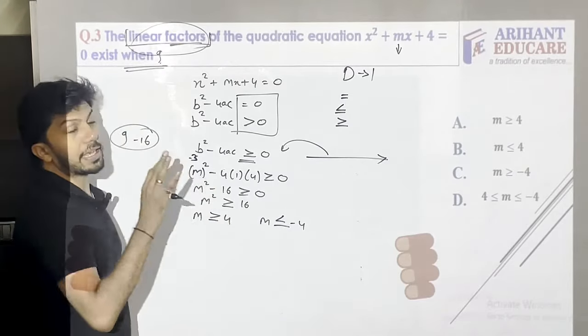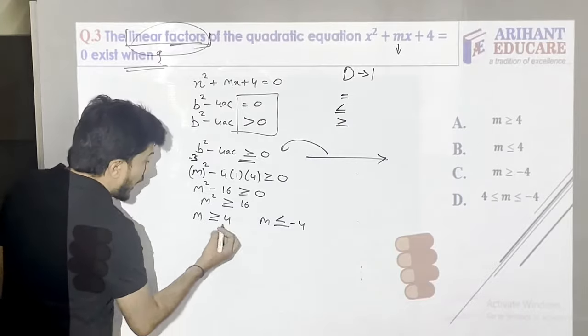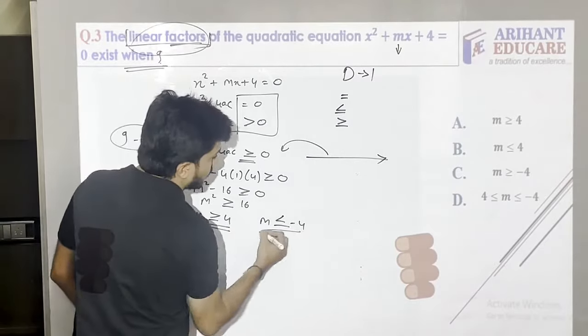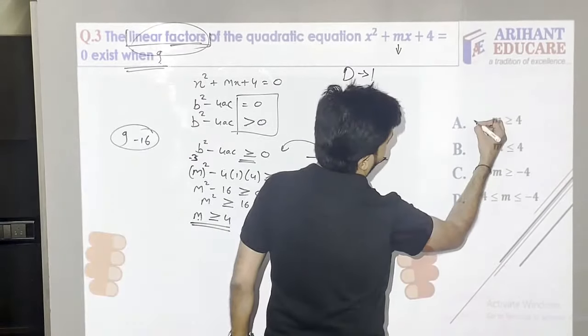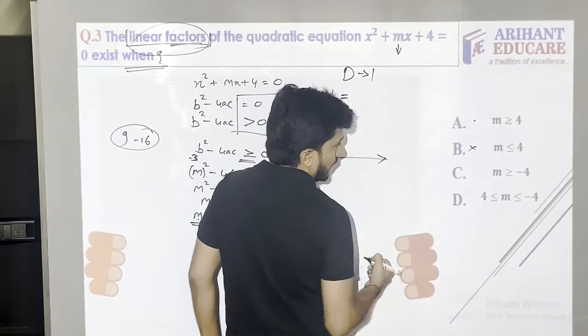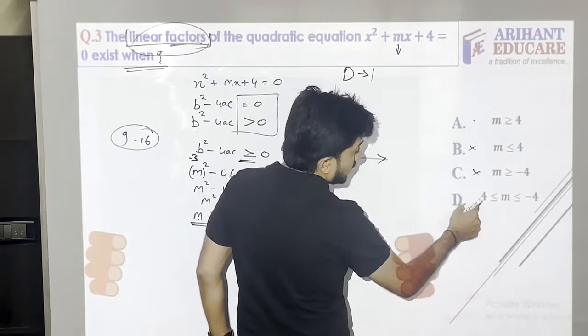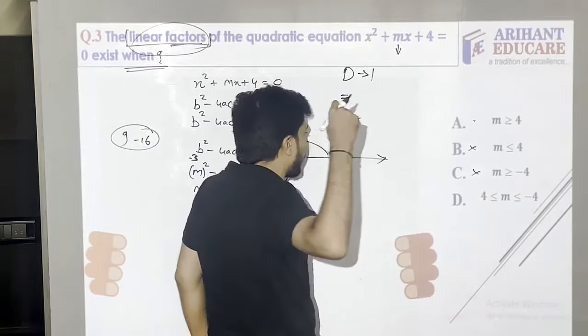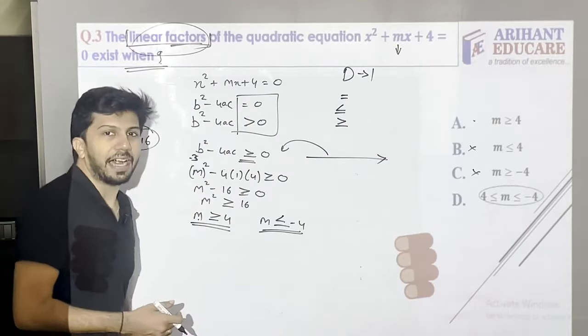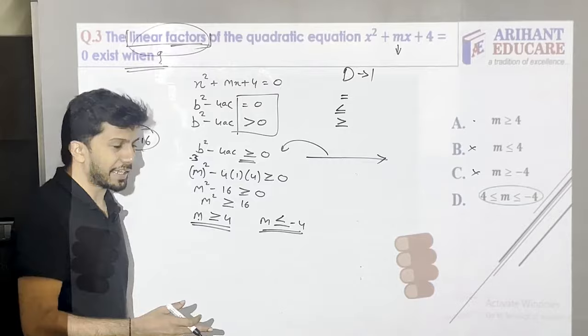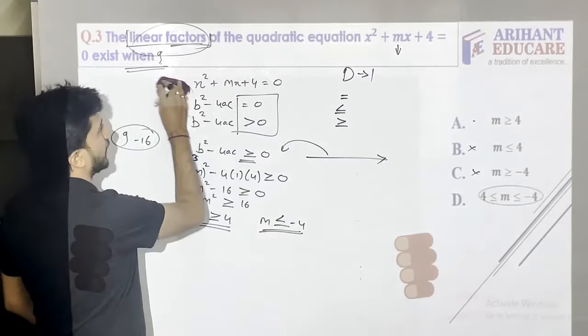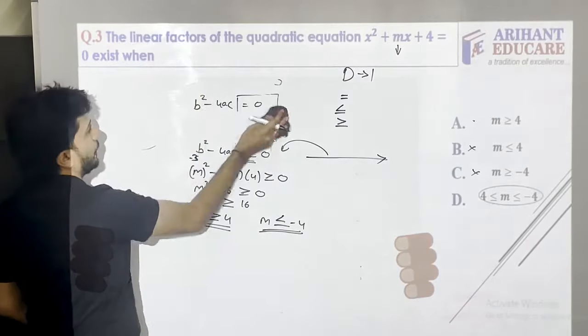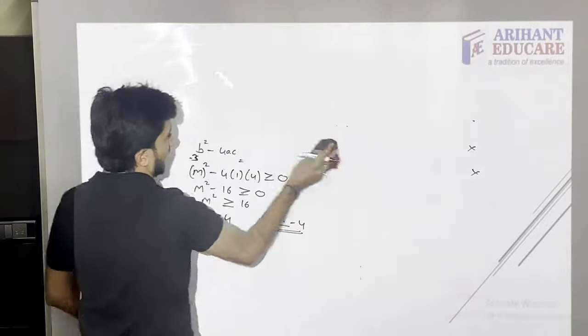So shifting of scale is very important over here. Now m is greater than 4, m is smaller than minus 4. M is greater than 4 can be considered. The others can't be considered. M is greater than 4, m is smaller than minus 4. So that makes D the correct answer. Very interesting. Simple basics yet interesting. Such sums can definitely be expected in the board exam.